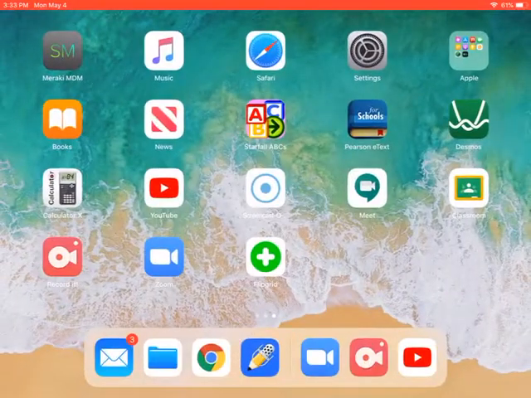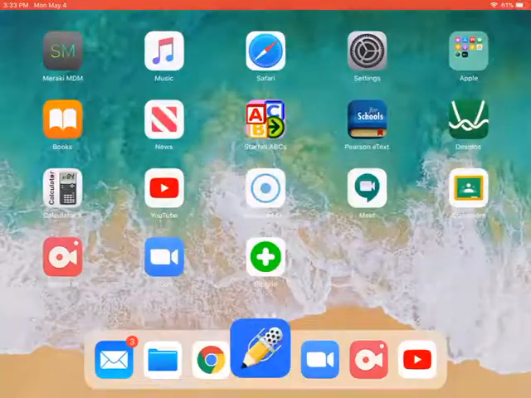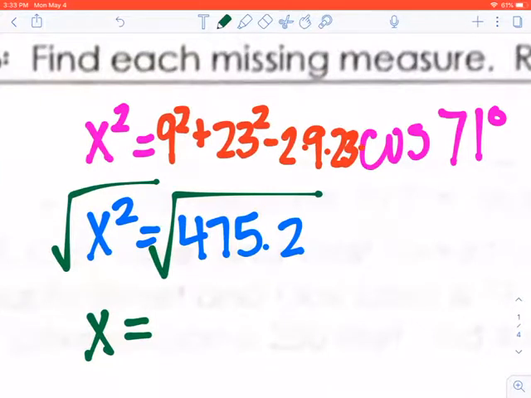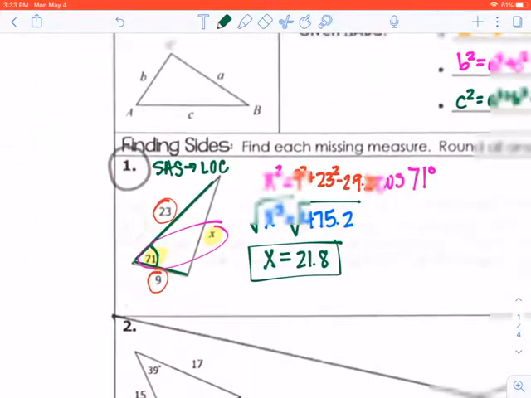Square root of 475.2, I'm going to go back to my calculator, and I'm just going to hit square root of my last answer. Okay, and I hit equals, and I see that it's 21.799... We are going to round to the nearest tenth, so 21.8. So 21.8 is the length of this missing side of the triangle. Again, my angle side pair, the x and the 71 degrees, go on the outside of my formula. The 9 and the 23 go in the middle. So whatever you're looking for goes on the outside. The other two pieces go in the middle.